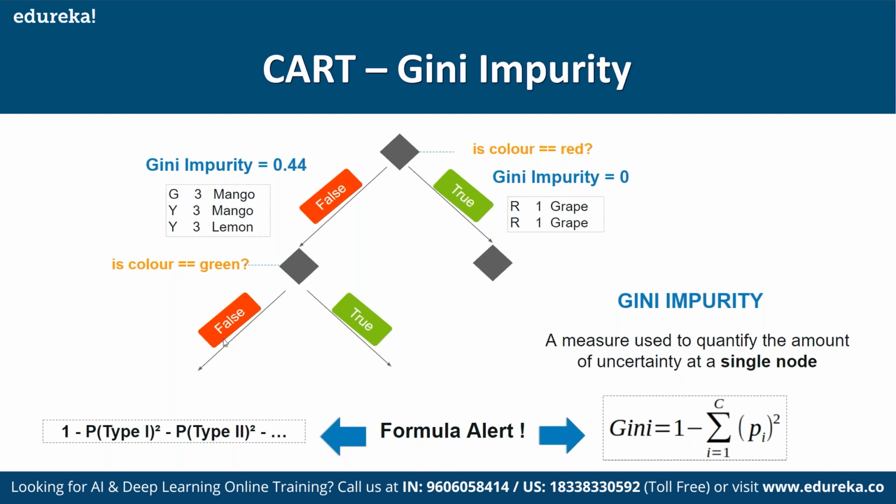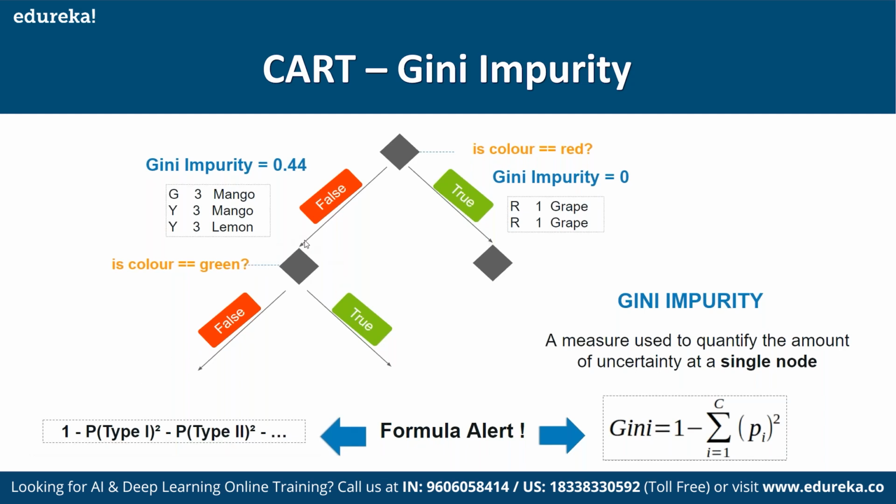If it is green, I'll tell for sure it's a mango. If the color is yellow, then I can't say. It can be either a mango or a lemon, because after this we can't split it anymore. Both the values are the same. So till here we can say it's a pure node.